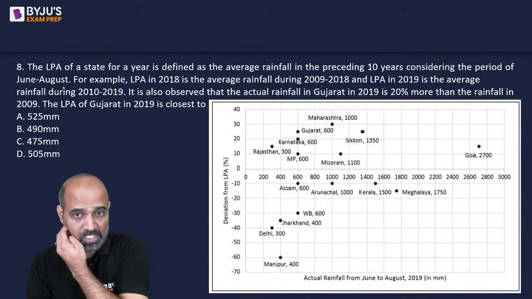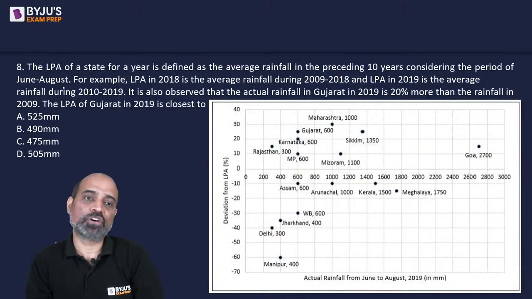It is also observed that the actual rainfall in Gujarat in 2019 is 20% more than the rainfall in 2009.